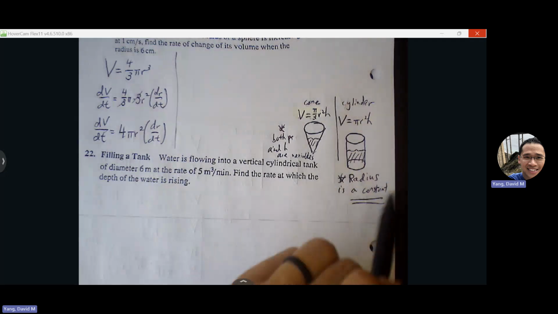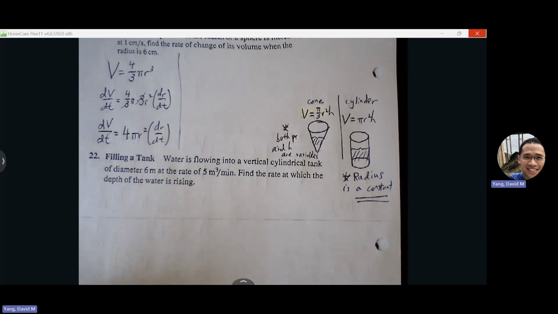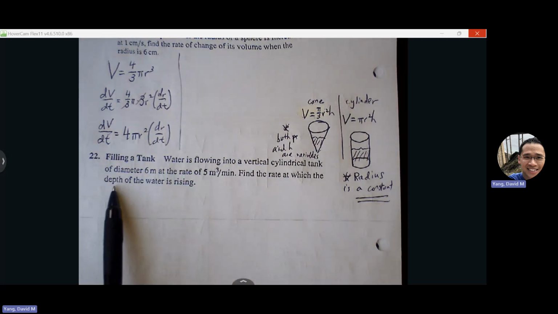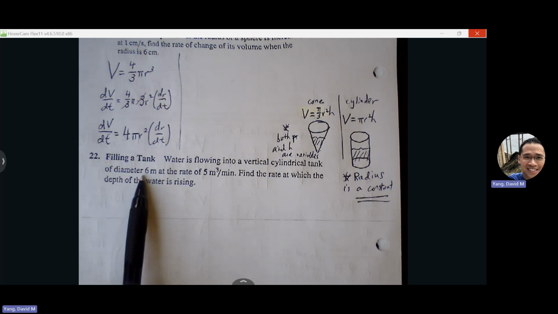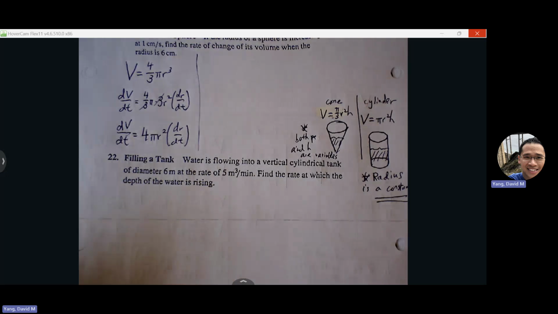That means for cylinders, there are no similar triangles. There are no proportions, and it should be a lot easier. We should be able to jump directly into the derivative as soon as we replace the radius. Okay, so here, water is flowing into a vertical cylindrical tank, diameter 6 meters, at a rate of 5 cubic meters per minute. Find the rate at which the depth of the water is rising.